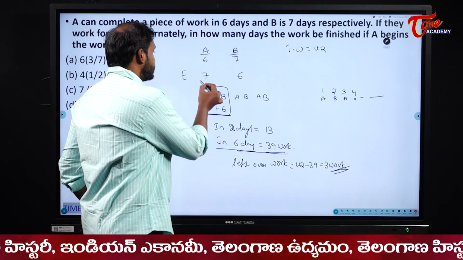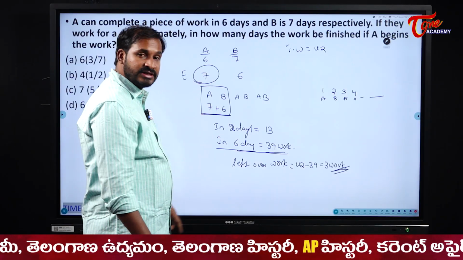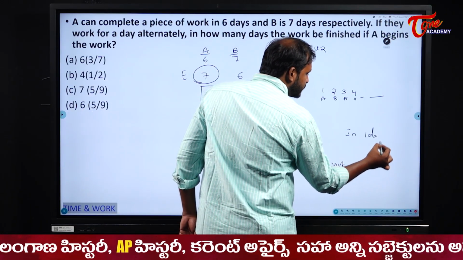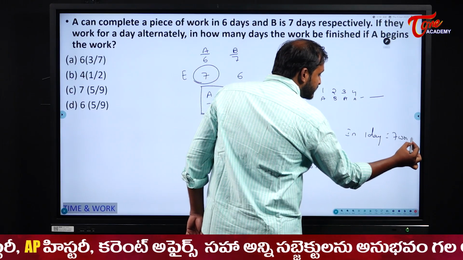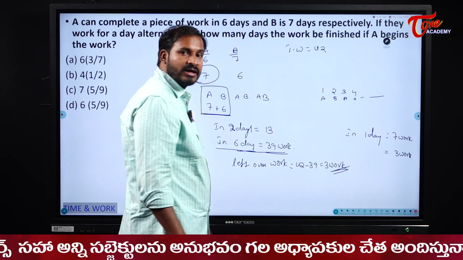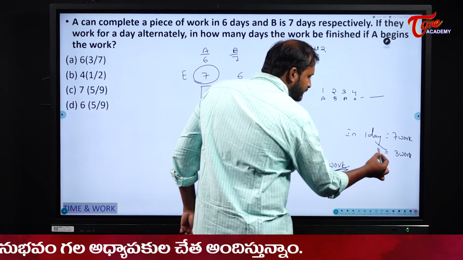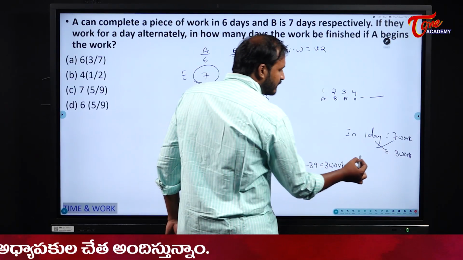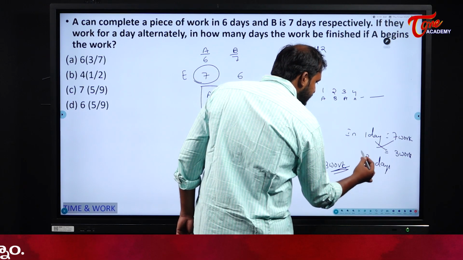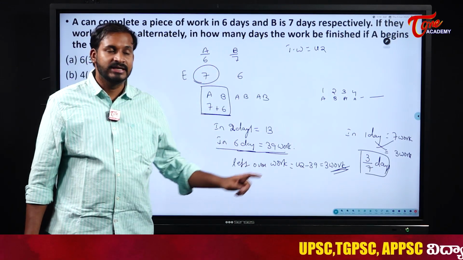But does A require a complete day to finish 3 work? No. In 1 day, A does 7 work, but just 3 work is left here. So 3 work can be finished in what time? Simply cross multiply it. What you will get? 3 by 7 day. So A requires 3 by 7th of a day to finish the work. So overall 6 days plus 3 by 7 days.